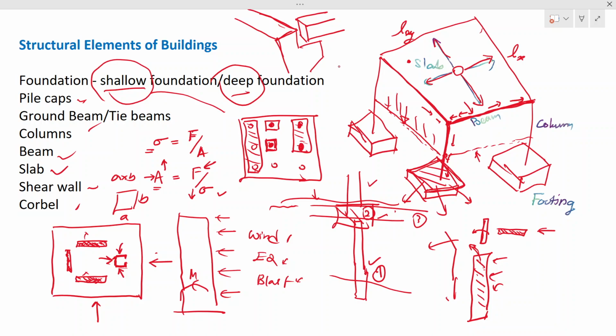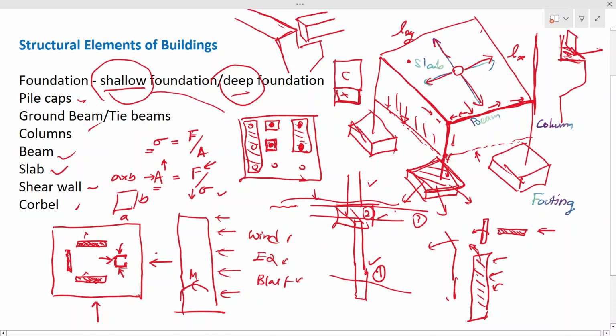Even in the column you can have the same thing. Say this is your column, and this is your corbel. These kinds of elements, corbels, are constructed even on the column. When you have a construction in a second stage, in a column also you can see the element will be like this, right? This is a side elevation, so the corbel will be like this. They have a surface like this, so you can keep the beam or anything on top of that. So this element is called the corbel.